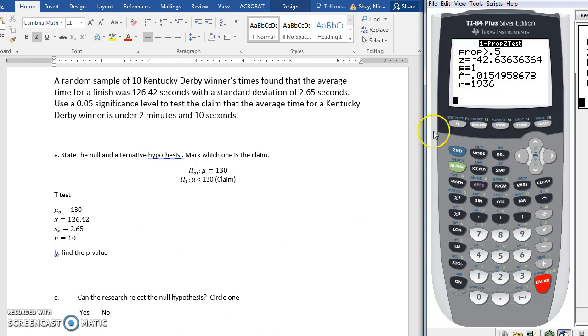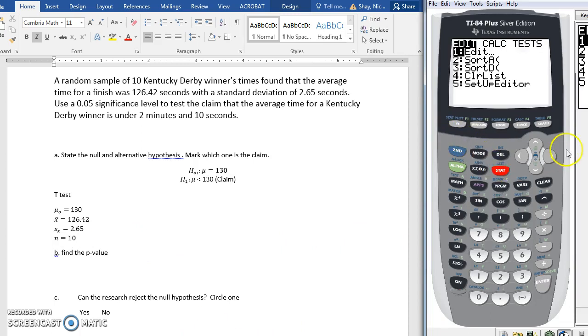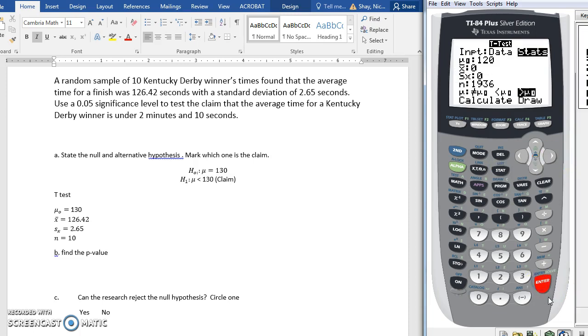Then we're going to go to the calculator. We're going to go to stat. This time we're going to select t-test. The mean we're testing is 130. Our sample mean was 126.42. Our sample standard deviation was 2.65. And the n value is 10.